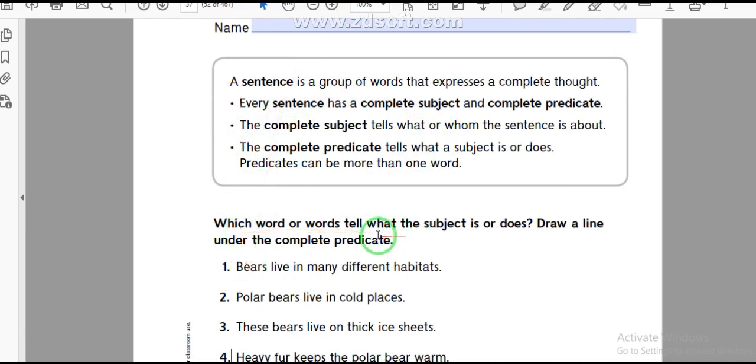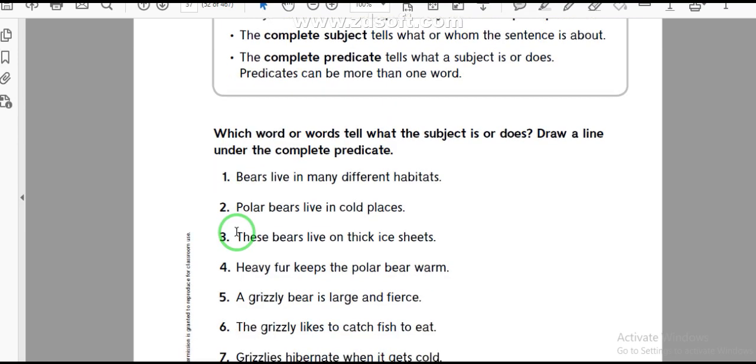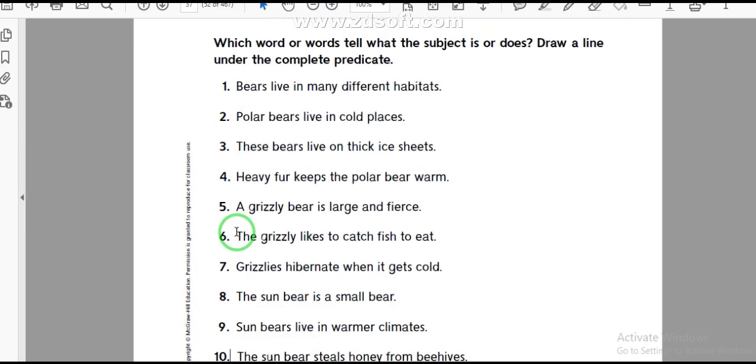Let me read the question. Which word or words tell what the subject is or does? Draw a line under the complete predicate.